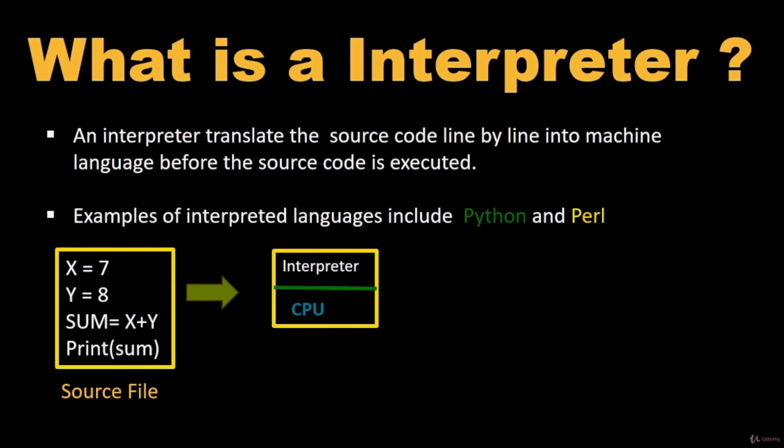So for example, it would do x equals 7, compile that and run it. You'll do y equals 8. It will translate or convert that and then run it. It does it line by line, in comparison to a compiler that compiles the whole code into machine code before it executes. In the case of an interpreter, it does it line by line, and then eventually it will produce the result.